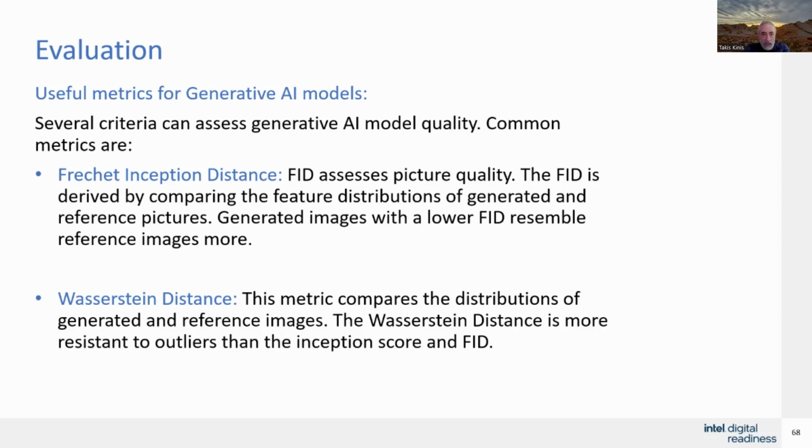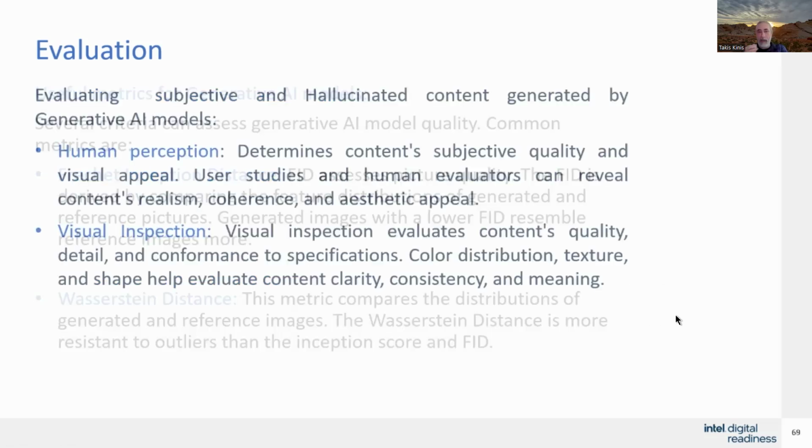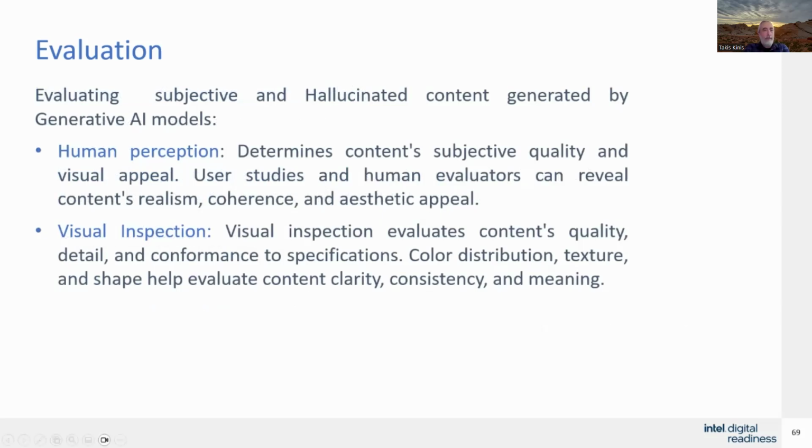The other one compares the distributions of generated and reference images just like the other, but it is more resistant to outliers than the inception score. So in other words, if we have an anomalous cat wrapped in a blanket, it will deal with that a lot better than the other one will. So we might call that outlier data.